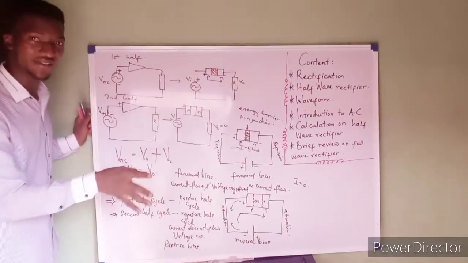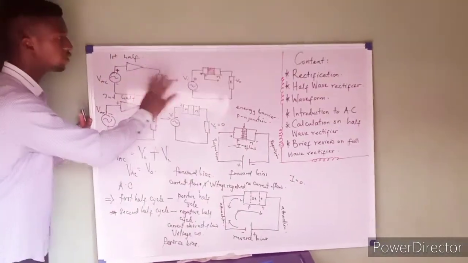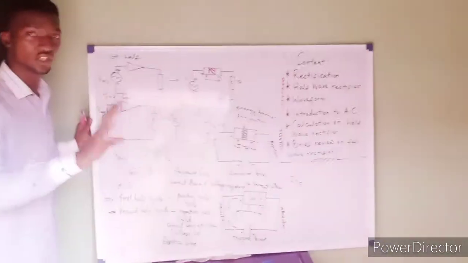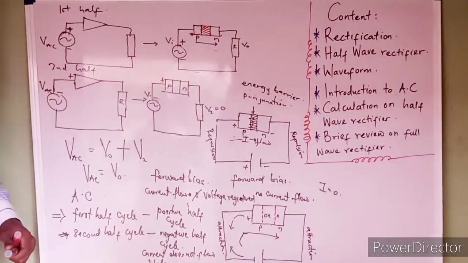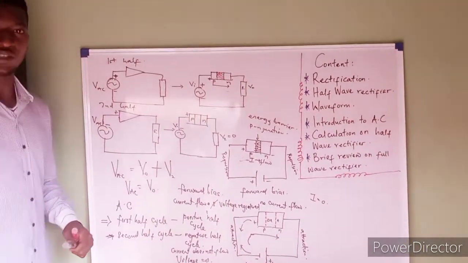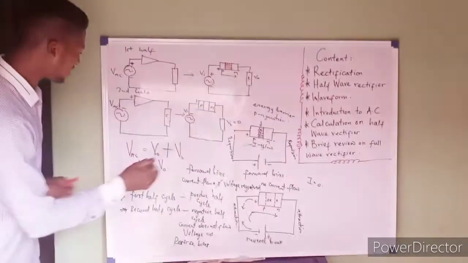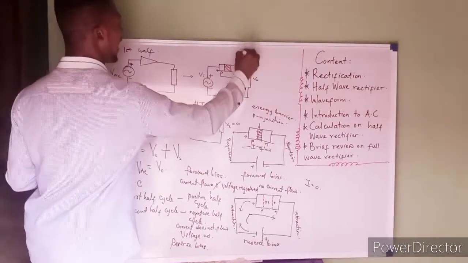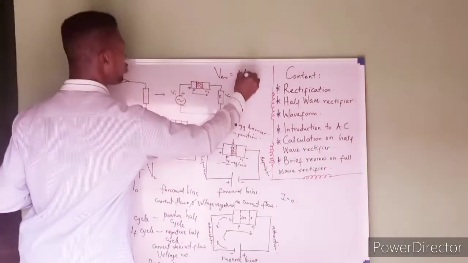And what do we have for the total cycle? You have the first half cycle and the second half cycle. In the first half cycle, voltage flows. In the second half cycle, voltage does not flow. So if a complete cycle is 360, the first half cycle is 180. The second half cycle will be another 180.